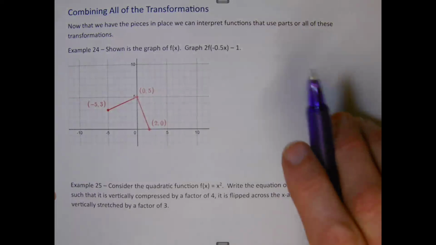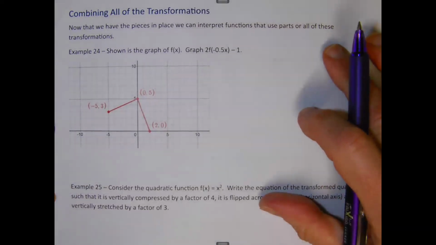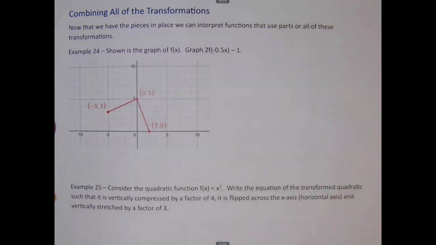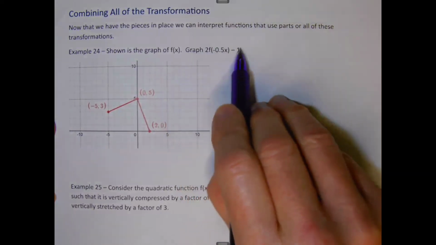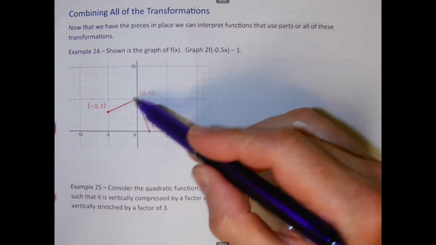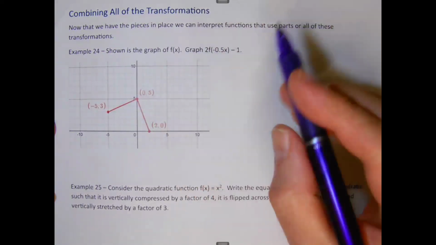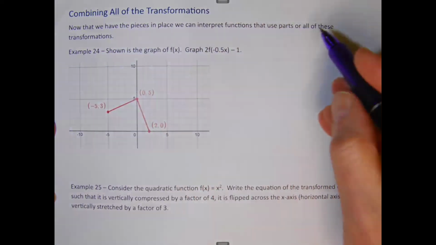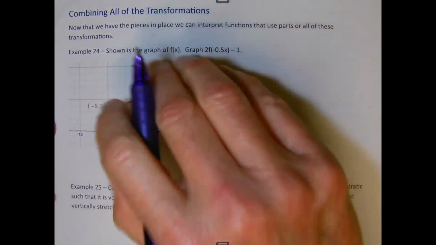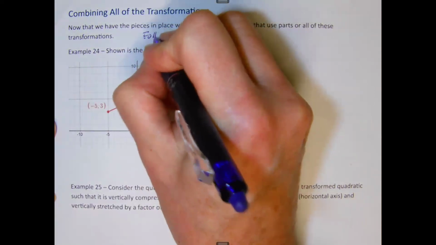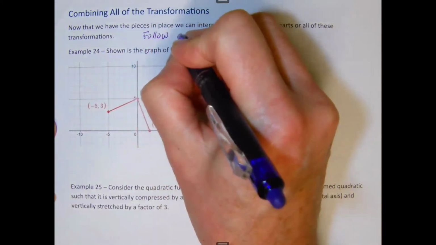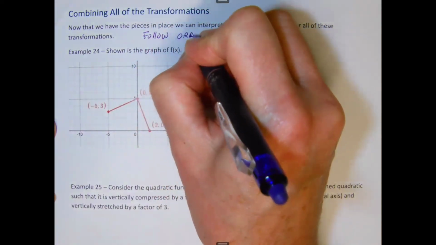Okay, now we're going to combine all these transformations together. So let's look at this particular function, and you see the function sitting right here. We're just going to do this by order of operations, and this is the easiest thing to do.